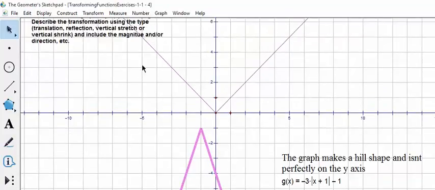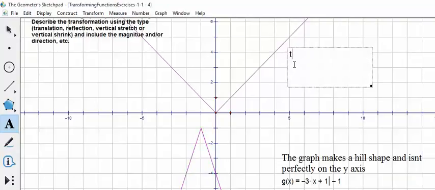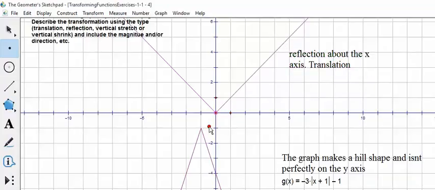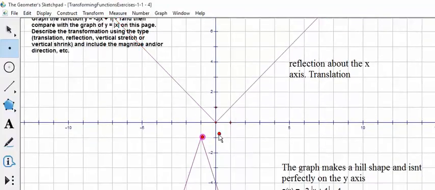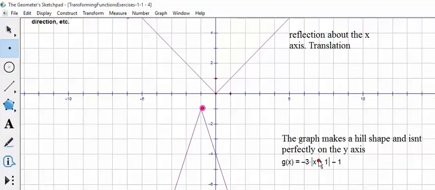So when I type the description for this one, I'm going to say reflection about the x-axis. It's a translation to, let's see, how did it move? Look at the vertex. Here's my vertex right here. My vertex was there, now my vertex is here. It moved down 1, and that's because of the minus 1 right here. It also moved to the left 1, and that's from the plus 1. It does the opposite of what you might think. So it's a translation. You'd say down 1 and left 1. There, that's what you write.